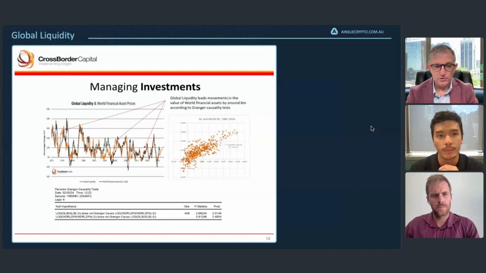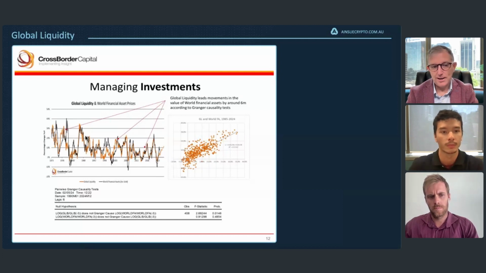And the reason we focus on global liquidity is really highlighted perfectly with this chart, I think. So this is saying global liquidity and world financial asset prices. And it's showing, and this goes right back to the 1970s, a very high correlation between what's going on with global liquidity and what's going on with asset prices.